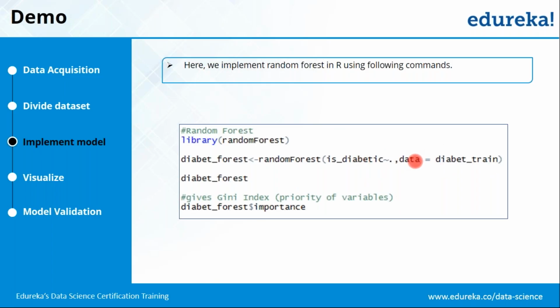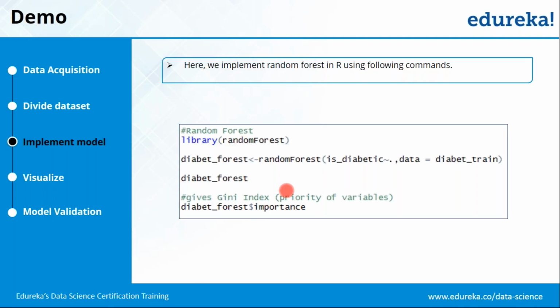Since we will be implementing our model on the training dataset, that's why we have supplied the diabet train here. Now to see what our implemented model had to present us, we have implemented diabet forest. So this will give us the entire summary of the model.